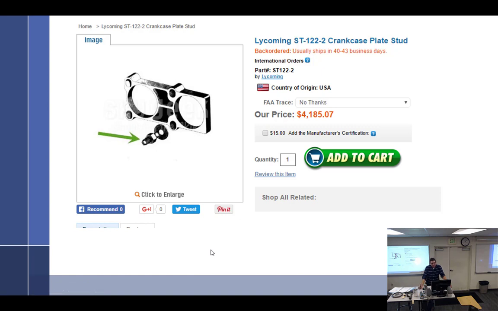Mind you, this slide is probably now 5 to 6 years old. Yeah, probably easily six, if you could find them. It probably says no stock. It's FAA traceable. You don't need that on tools. It's a little hard to explain.